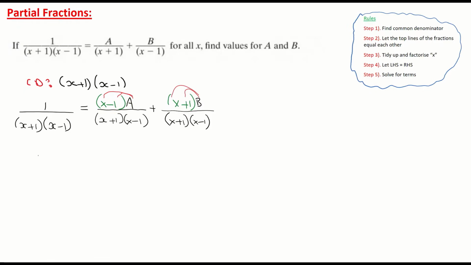So that's giving me 1 over x plus 1 times x minus 1 is equal to a by x, which is ax, a by minus 1, which is minus 1a, and that is plus b times x and plus 1b, all over my common denominator.